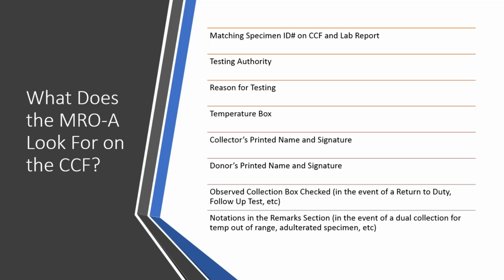When there's a collection where the specimen is brought out to the collector and it is cold or there is something wrong with it, they are supposed to immediately collect another specimen under direct observation. And they are sending in 2 specimens. It's called a dual collection. And they have to make notes in the remarks section, cross-referencing the specimen ID numbers. Very important. So this is something that's covered in the collection training. So the MROA is going to look for that on those chain of custody forms.